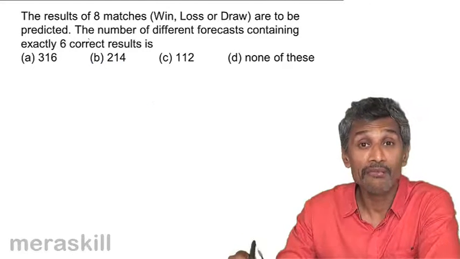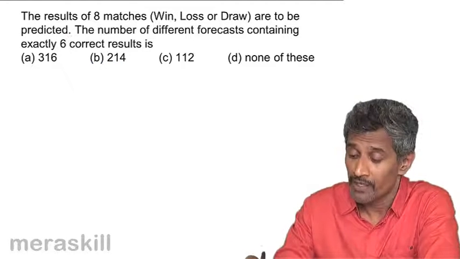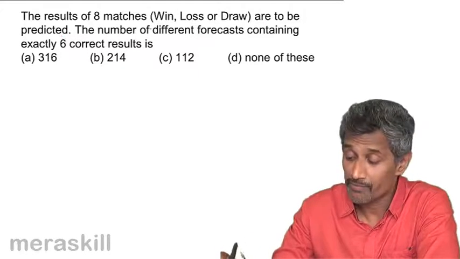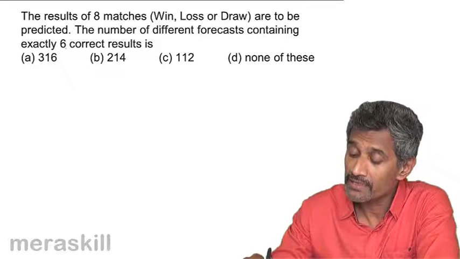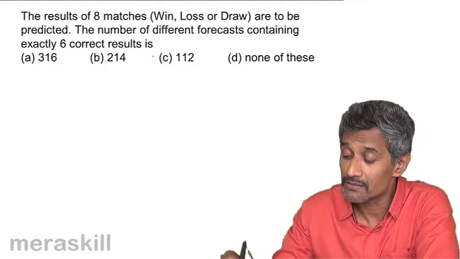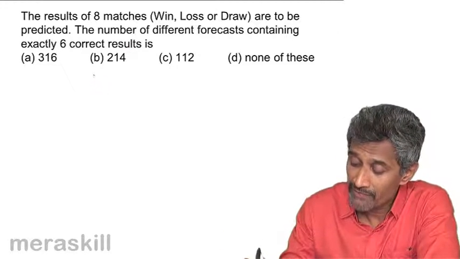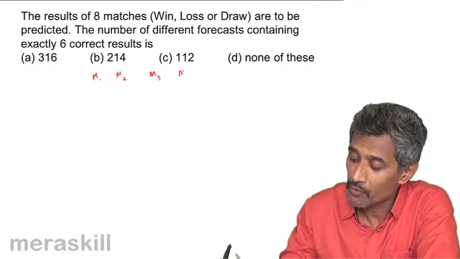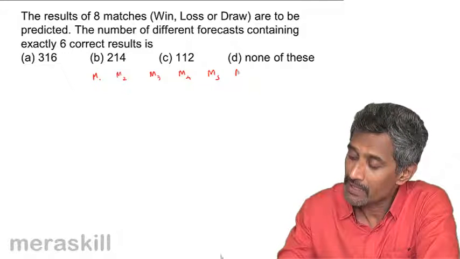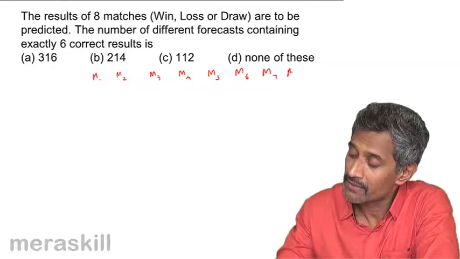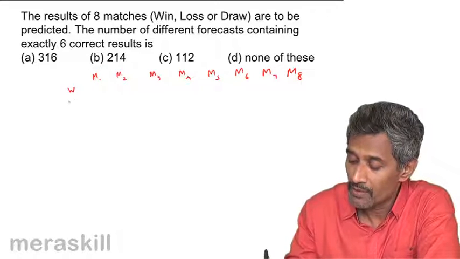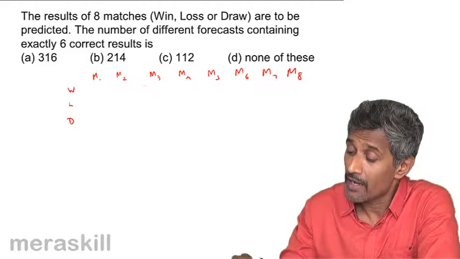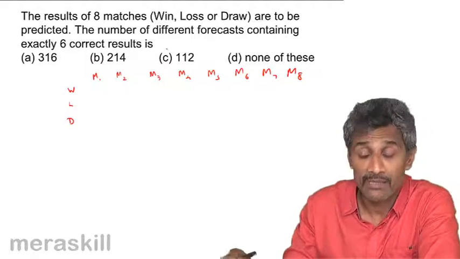Okay, now here we have a very interesting example. The results of 8 matches, win, loss or draw, are to be predicted. The number of different forecasts containing exactly 6 correct results is so and so. Now, so we have match 1, match 2, match 3, match 4, match 5, match 6, match 7, match 8. So there could be win, loss or draw. Now the first thing is containing exactly 6 correct results.